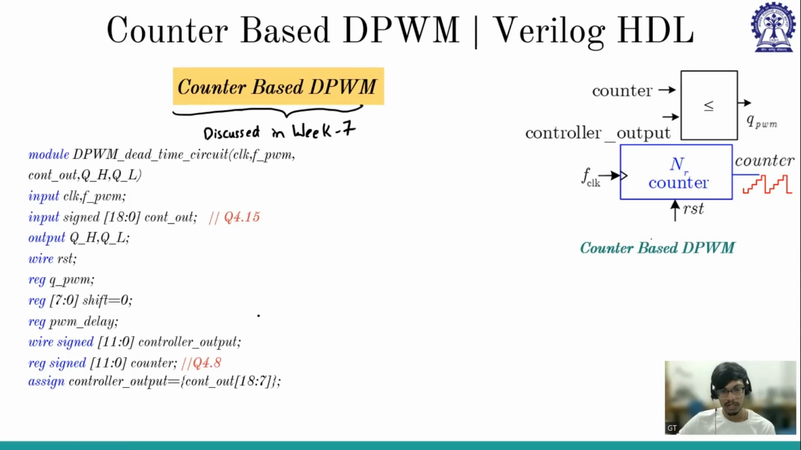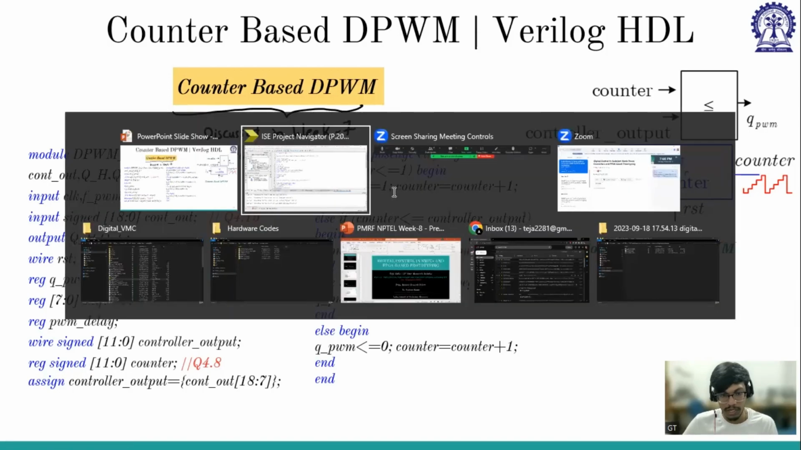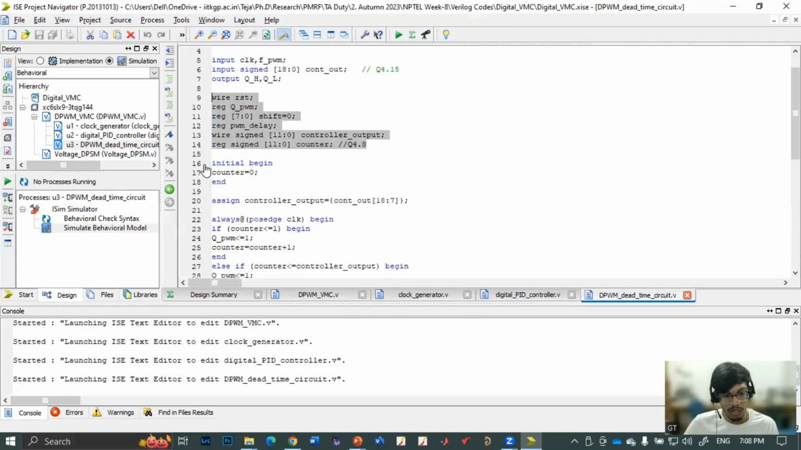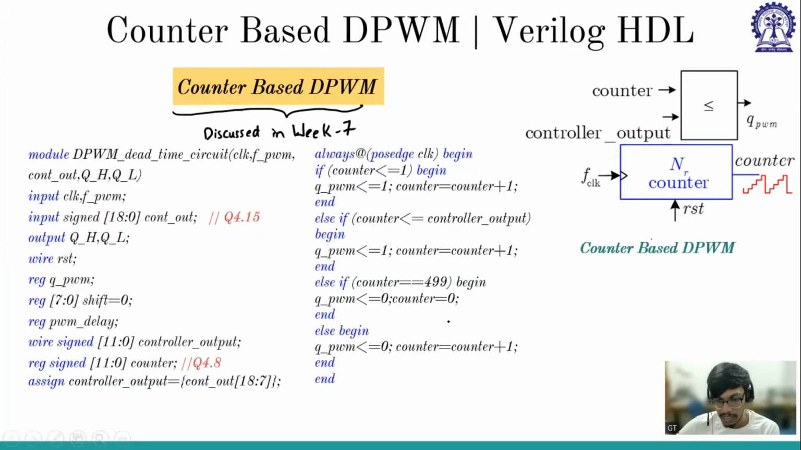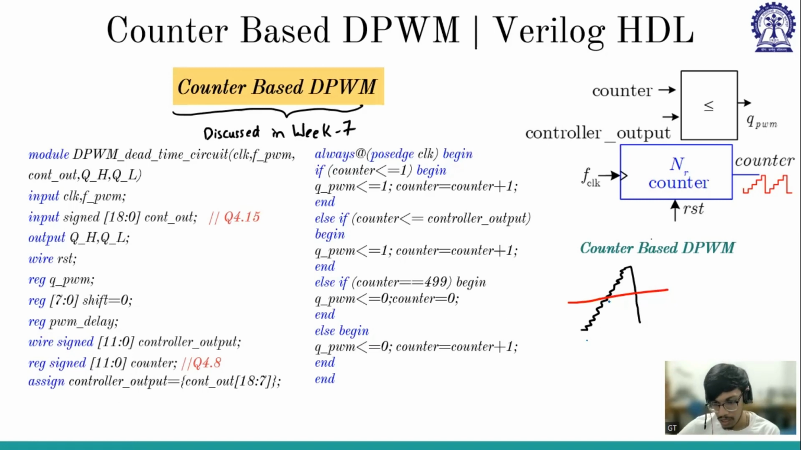This is the counter based DPWM, and this is the code. So let me show it here. For the counter based DPWM, again we have input, output, all the wires and registers that are needed, and a counter and the control output. Using that control output and counter, we are getting this. So it is like this, right? This is the counter, and on top of the counter we have this control voltage. Now this will generate the duty ratio pulse. This logic has been implemented in this code, which we had discussed last week. So this gives us QPWM.